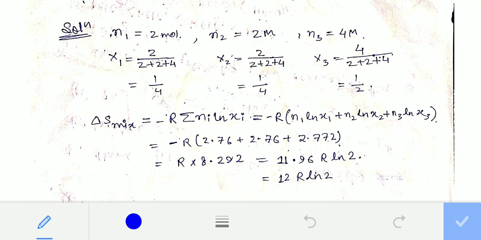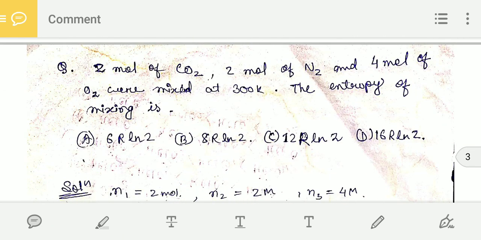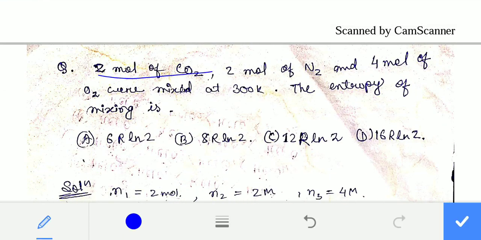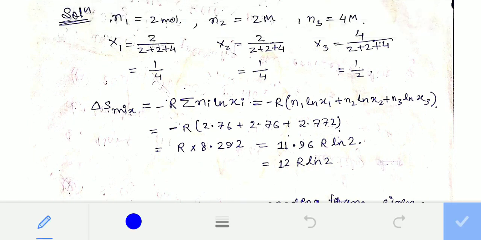Now see, we can assume n1 is equal to 2 mole, n2 is equal to 2 mole, and n3 is equal to 4 mole. Here, as you can see, CO2 is present at 2 mole, nitrogen is present at 2 mole, and 4 moles of oxygen are there. Therefore we can write n1 equals 2 mole, n2 equals 2 mole, and n3 equals 4 mole.